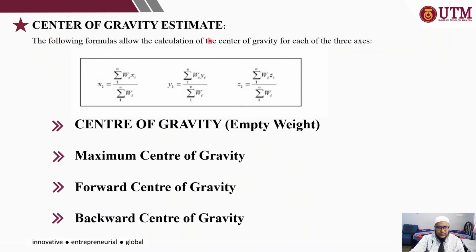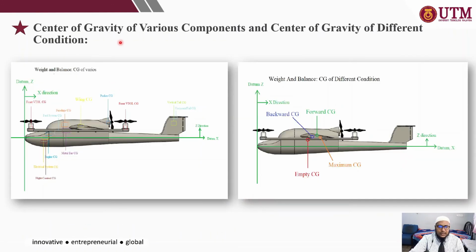Center of gravity estimate. The following formulas allow the calculation of the center of gravity for each of the 3 axes. Here are the formulas that we used to calculate the center of gravity of empty weight, maximum center of gravity, forward center of gravity, and backward center of gravity. We have also got the center of gravity of various components and the center of gravity for different conditions. Here is the model and the picture. You can see the weight and balance CG of various components here, and this is the weight and balance CG for different conditions.